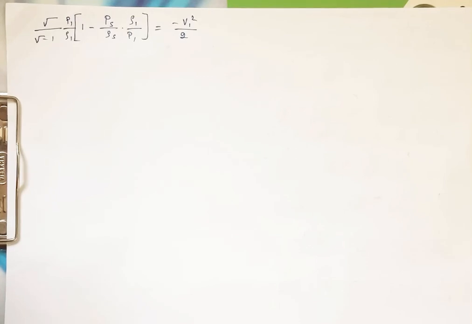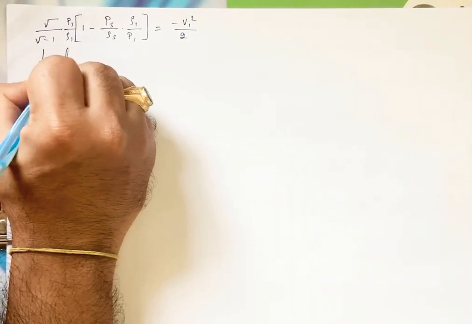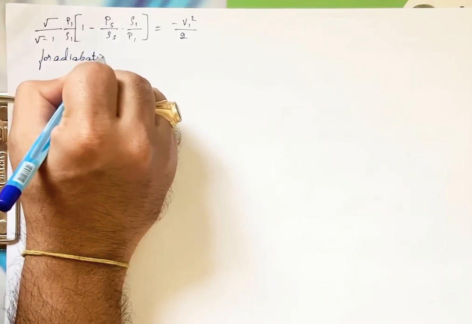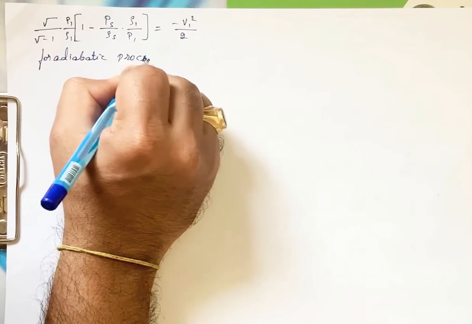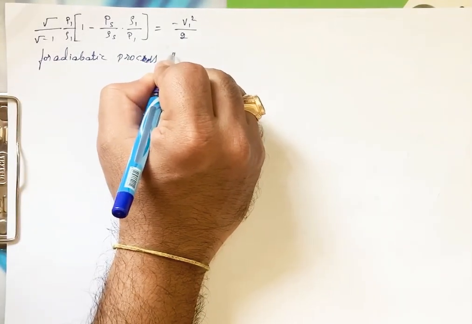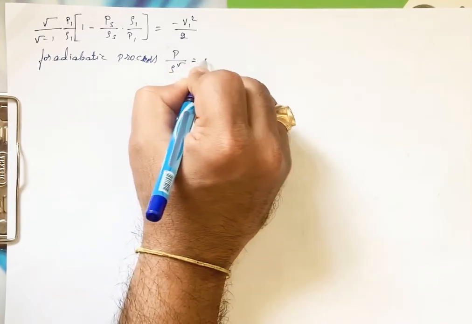But for an adiabatic process, we have P by rho raised to gamma equals constant.